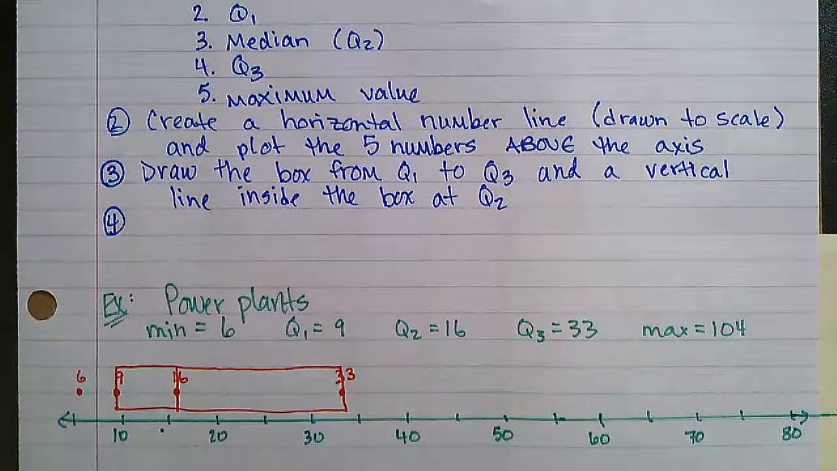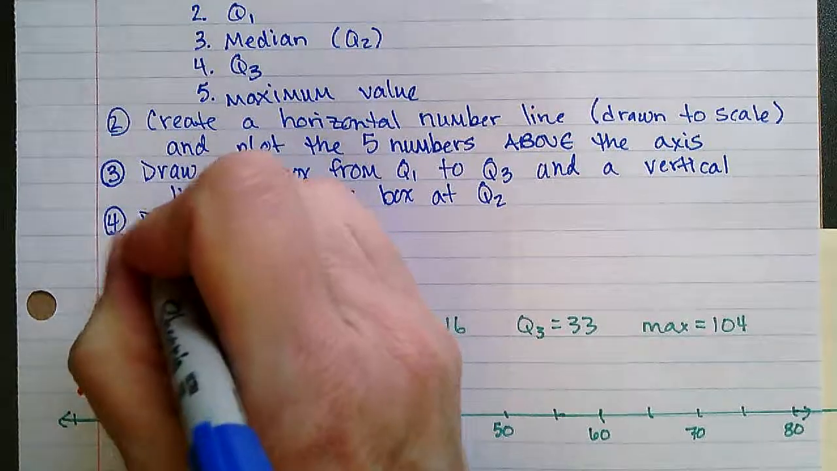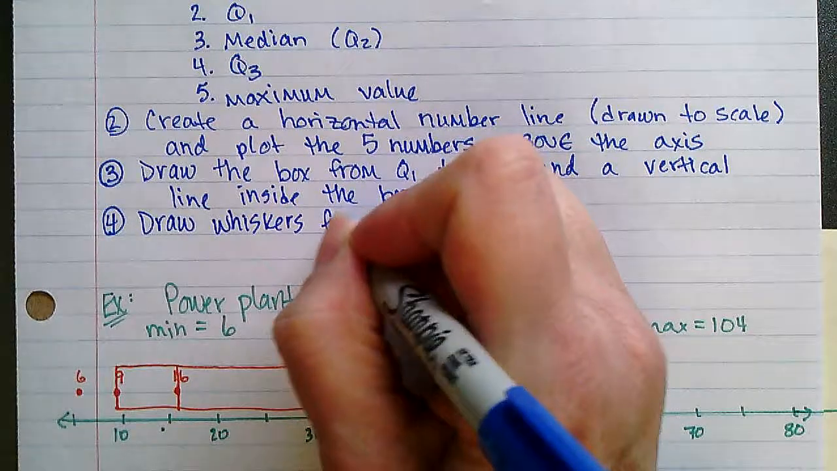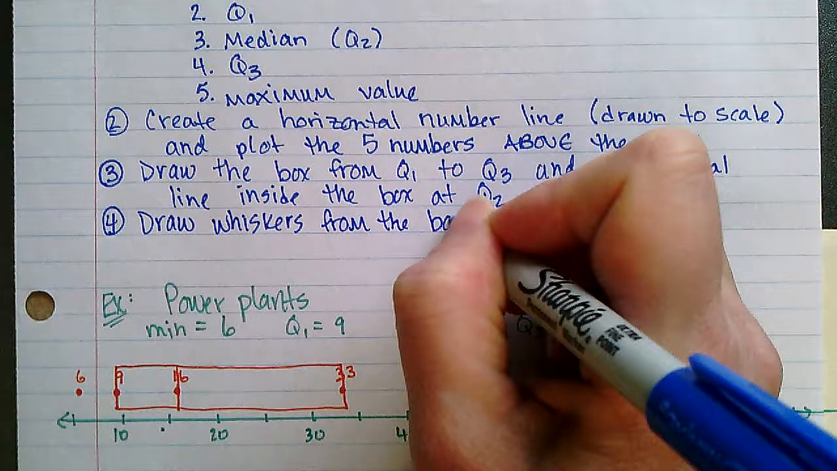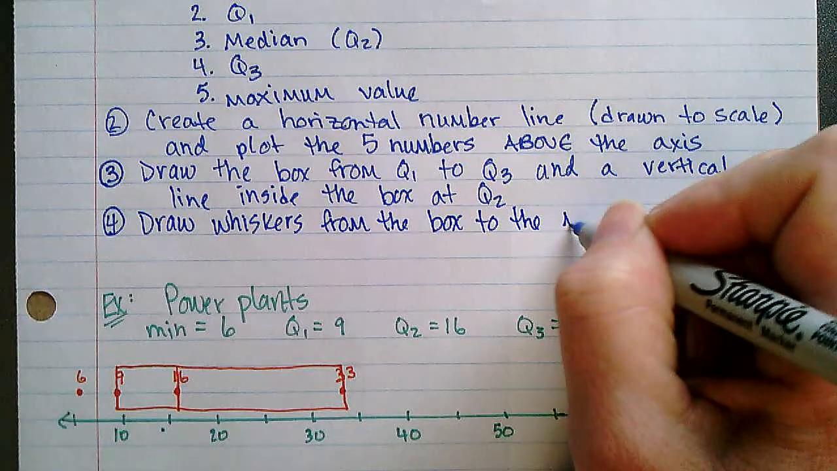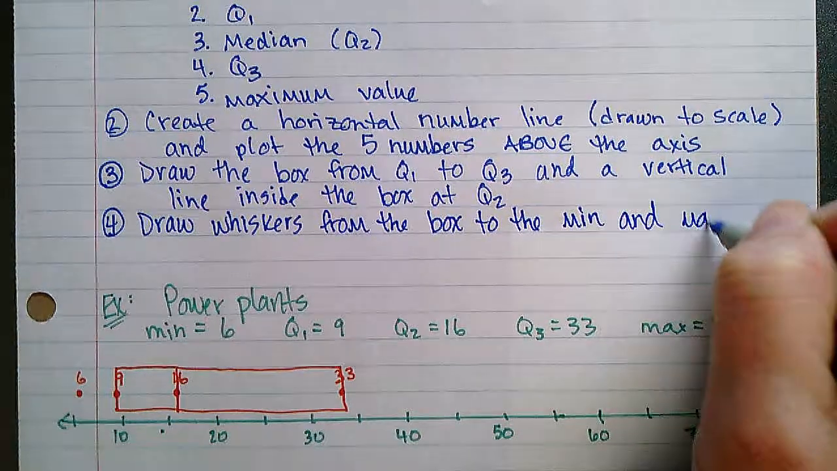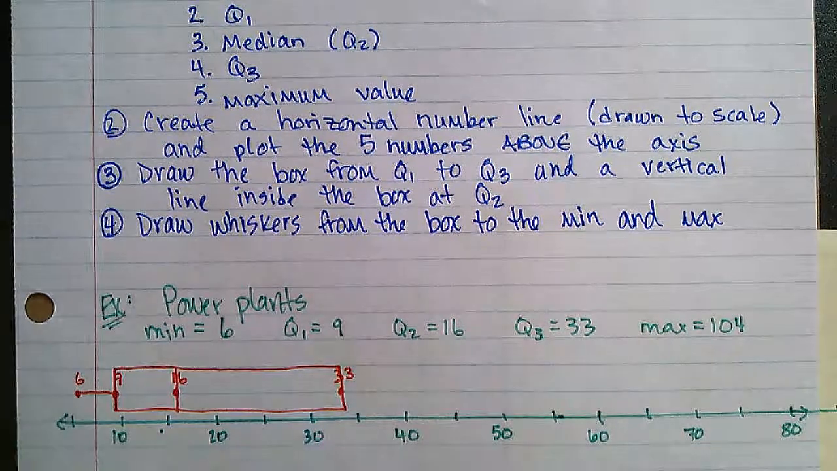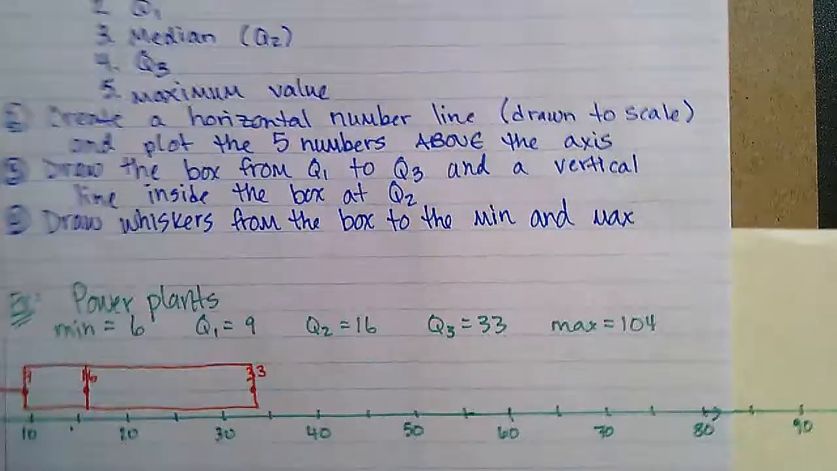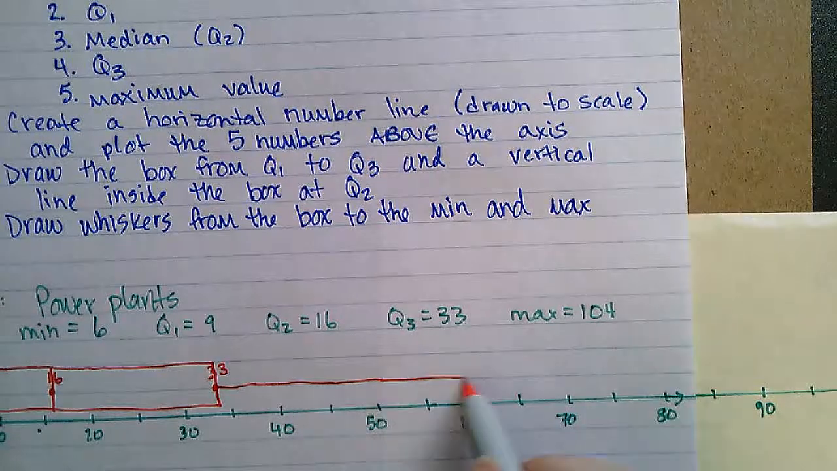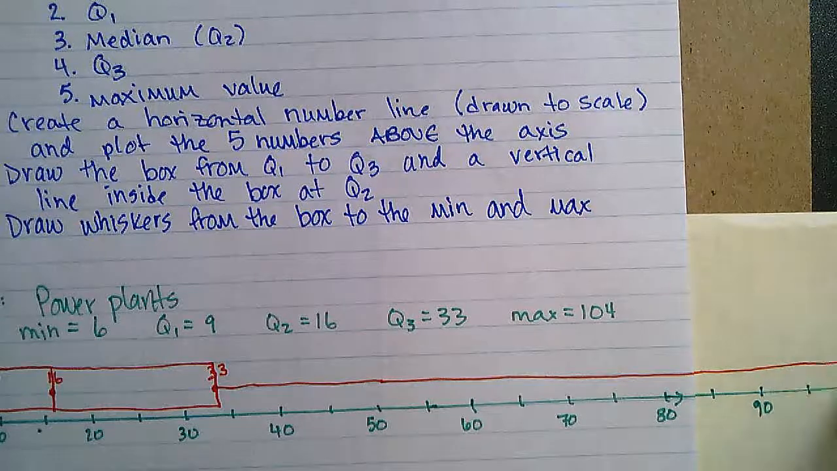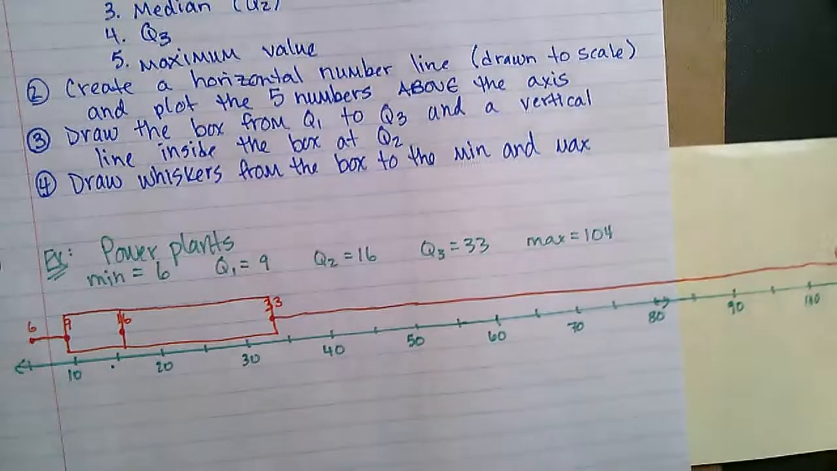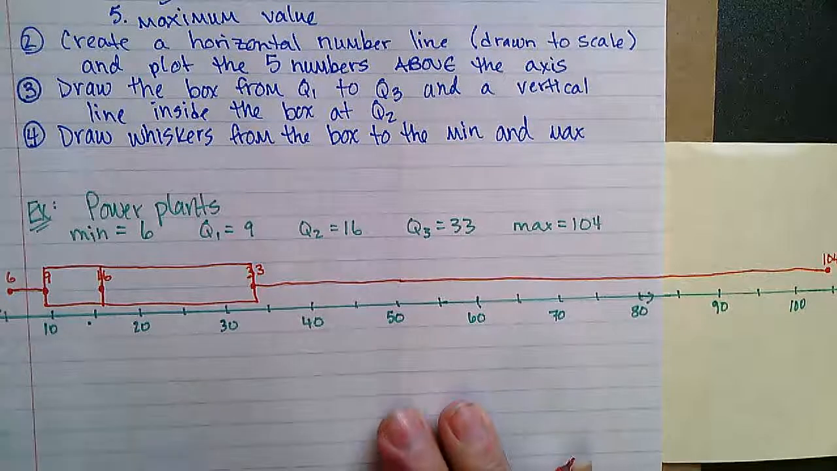So that's the box part of the box and whiskers. And then we are going to draw whiskers from the box to the min and max. So the whisker part goes from the box to the min, and then from the box to the max. So I may have to zoom out a bit. So here is my box and whisker plot of the nuclear power plant data.